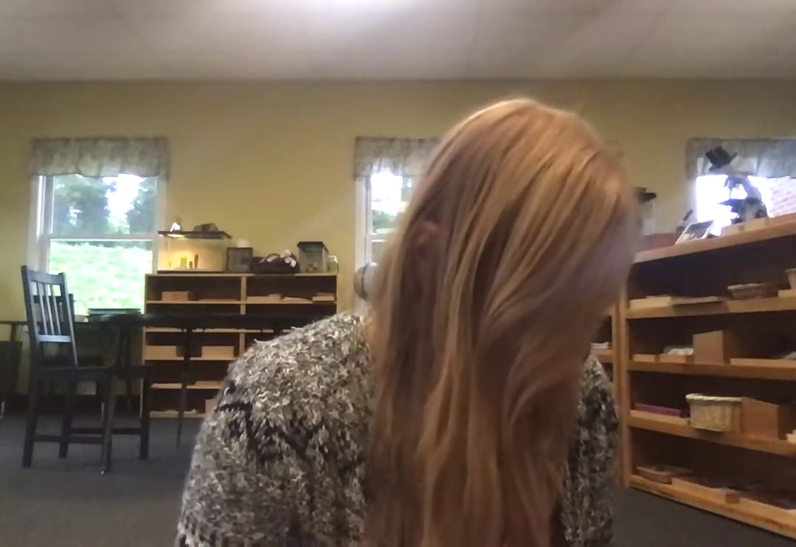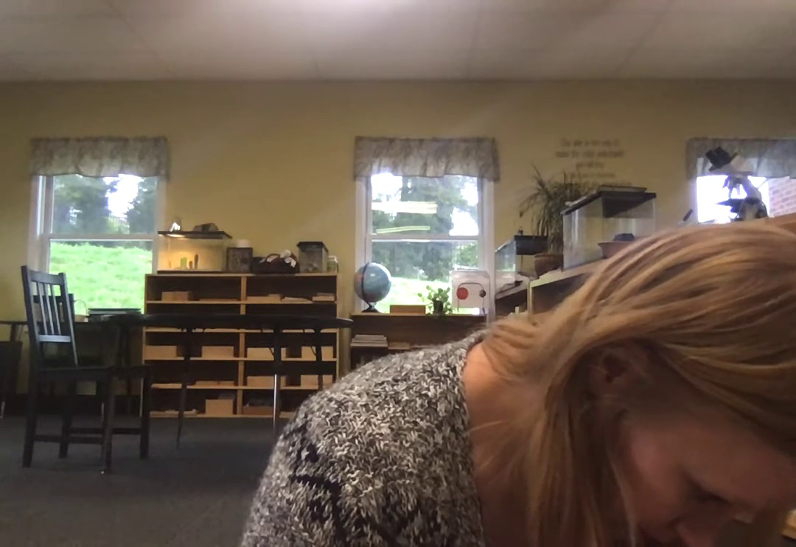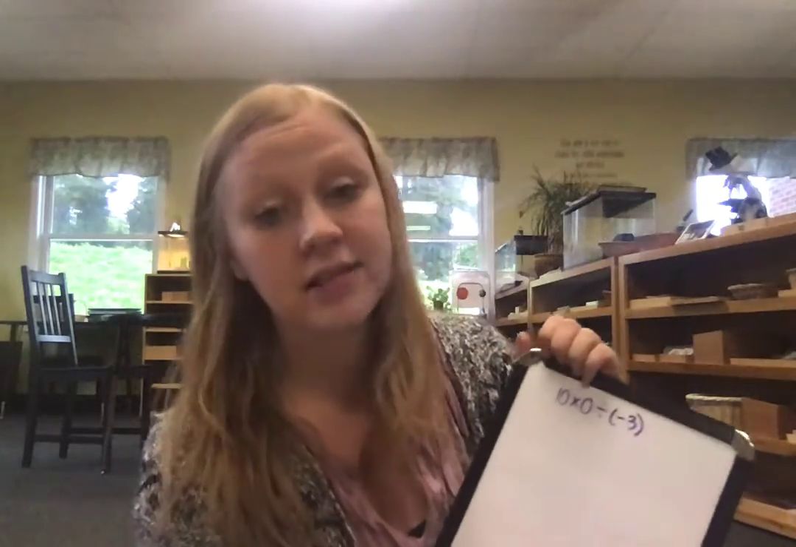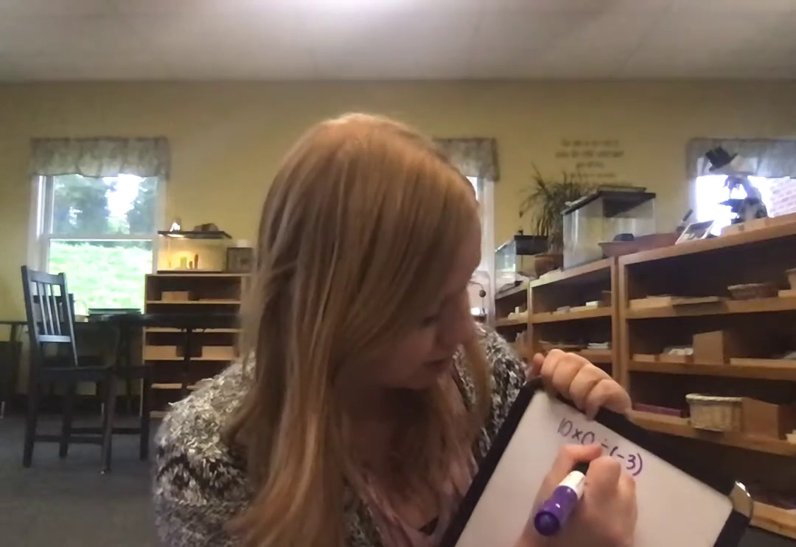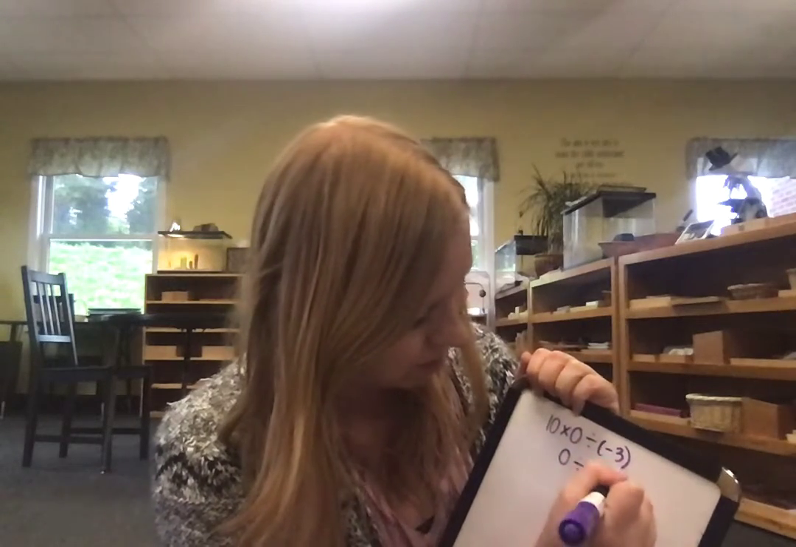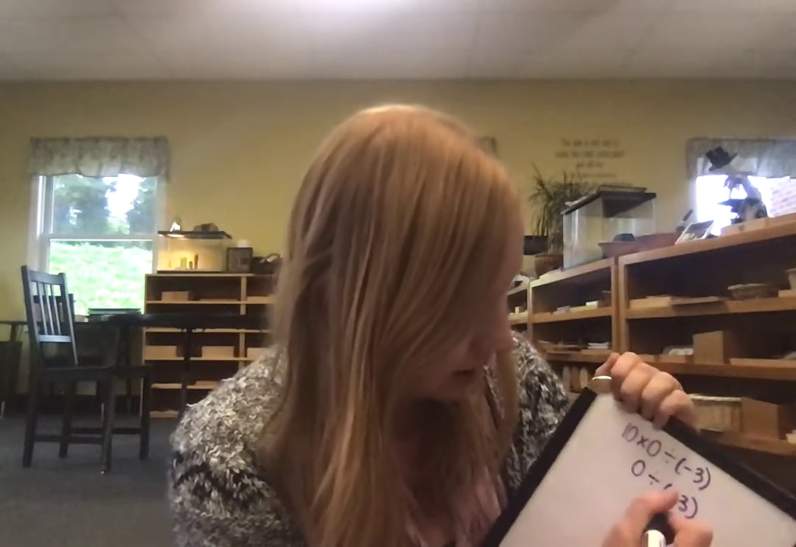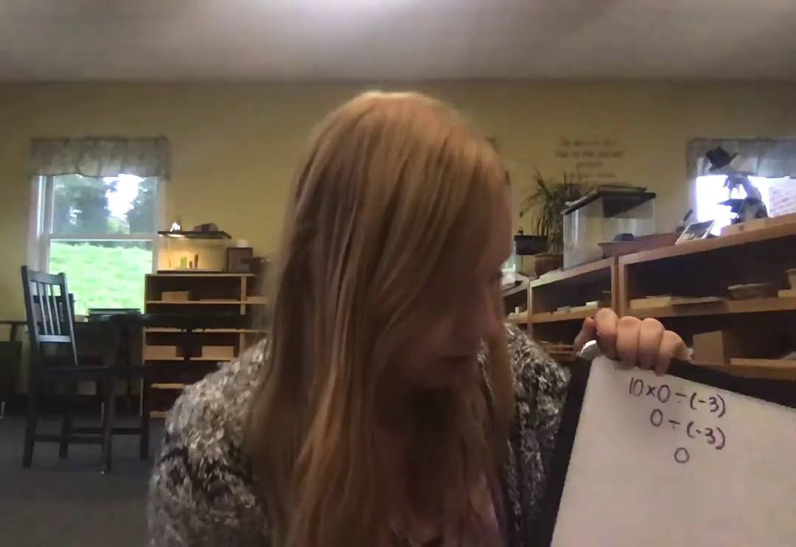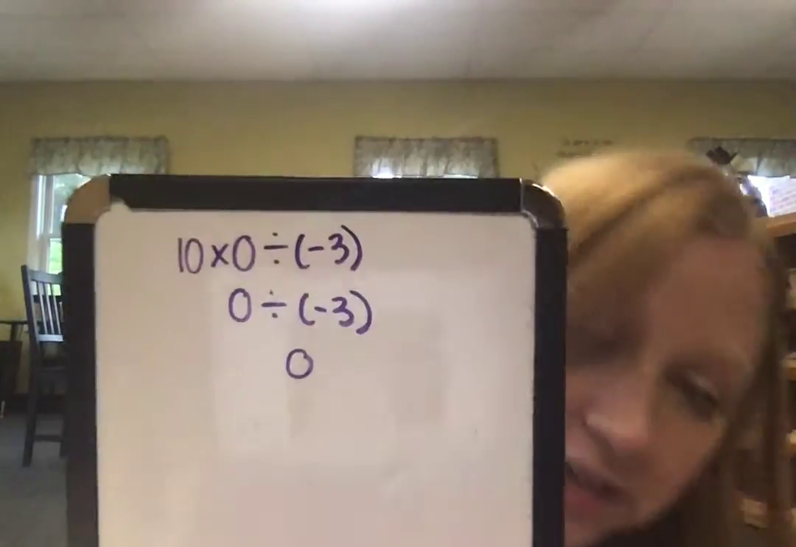Okay, let's move on to number 3. Number 3 says 10 times 0 divided by negative 3. Well, what's 10 times 0, Seth? It's 0. 0 divided by negative 3. Well, we can't divide 0 by anything. It will just be 0. That one was very easy.